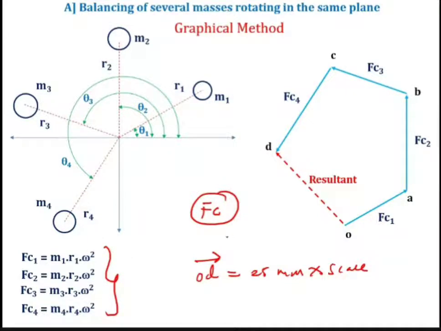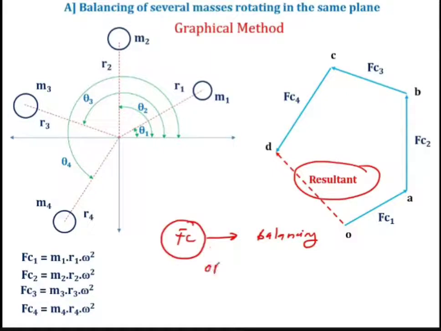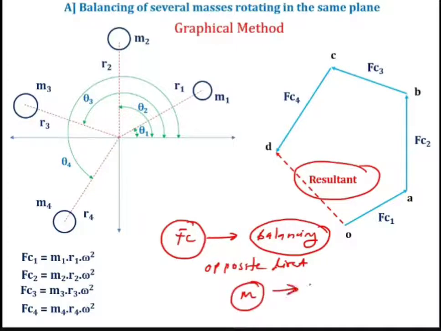And once you get Fc, now we have to calculate a balancing force. Now try to understand the statement. The balancing force is equal to the resultant but opposite in direction. So this is the resultant force, let us say Fc. So the balancing force is the same as the Fc but in opposite direction. Once you calculate the balancing force, which is opposite to this resultant force but equal, you will get a balancing mass. And this balancing mass is located at an angle theta, which is called the balancing angle. And theta r is nothing but the resultant angle.